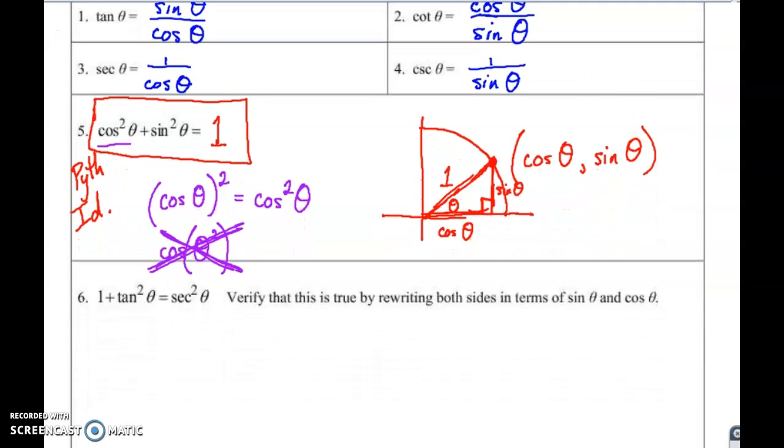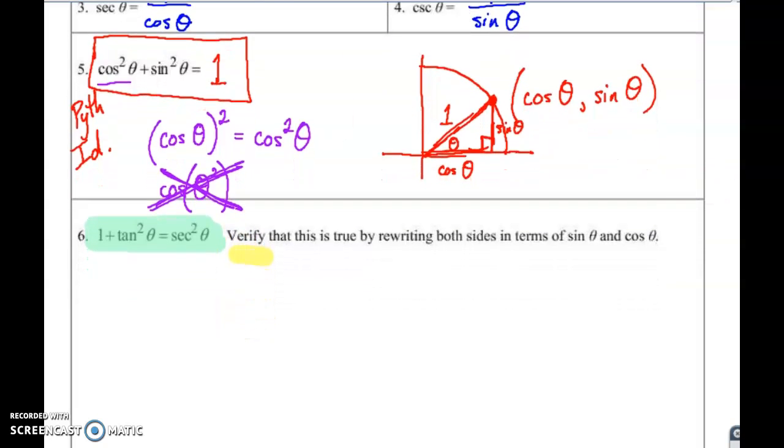The next one is already given to you, so there's nothing to write down. But we're going to start verifying. And by the way, verifying is different than a proof, so don't freak out that I'm asking you to verify something right now. All I'm asking you to do is show some work that explains why 1 plus tangent squared of theta is equal to secant squared of theta. As a reminder, once you understand it, you can just reference this thing that I just highlighted.